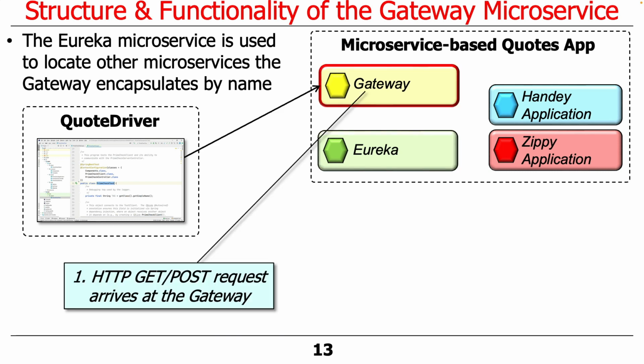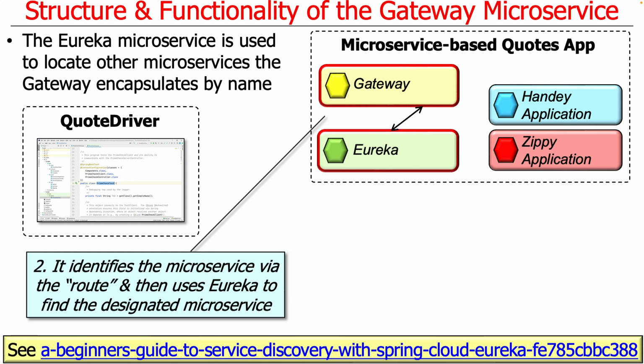So what happens here is an HTTP request, get or post request in this case, arrives at the gateway, and the gateway is going to work together with the Eureka microservice, based on the route that came in, to figure out which back-end microservice handles that. Now, this is getting ahead of ourselves a little bit. We'll cover this very shortly.